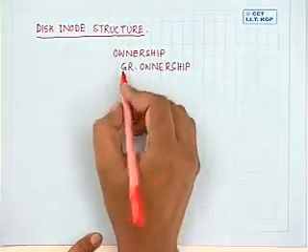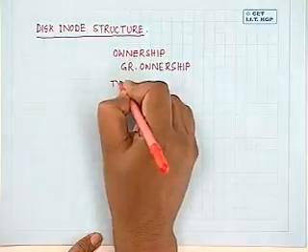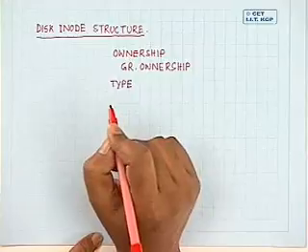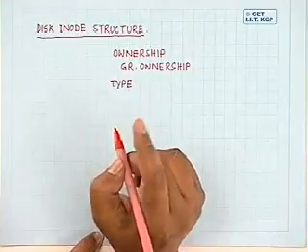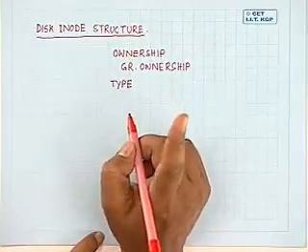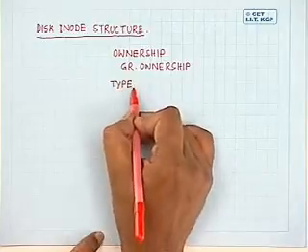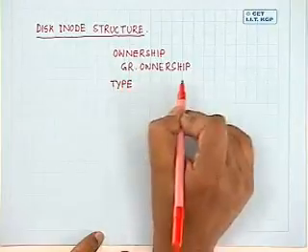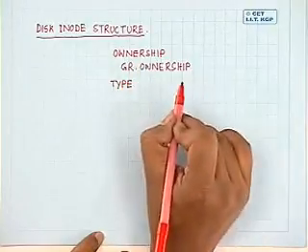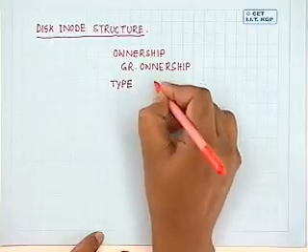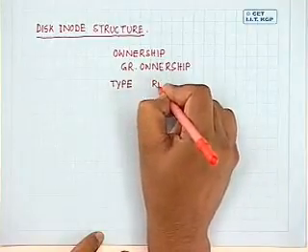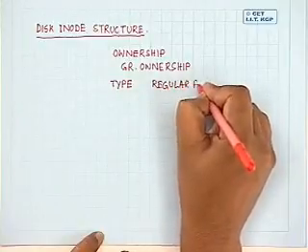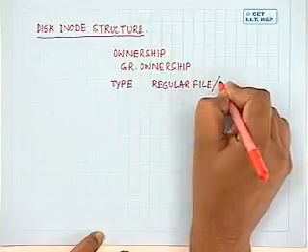Okay. Then the third field that you have in the disk inode is the type. Because as we said, every file will have an inode. Similarly, every directory will also have an inode. So I have to specify what is the type of this particular information, whether this inode is the inode of a file or the inode of a directory. Okay. So in the type field, we have to specify whether it is a regular file or it is a directory.